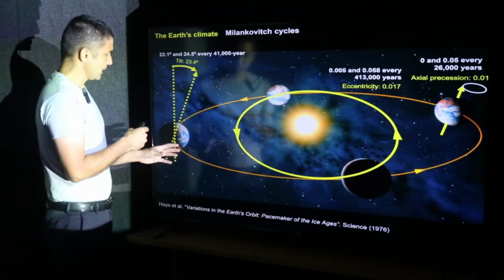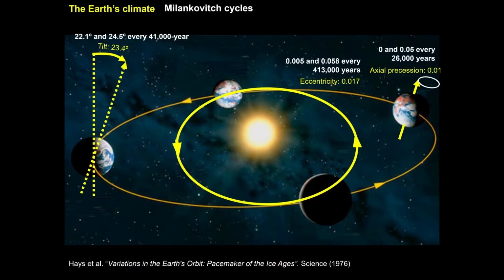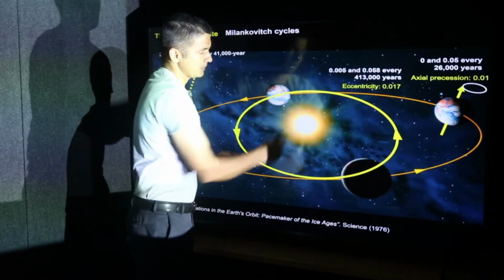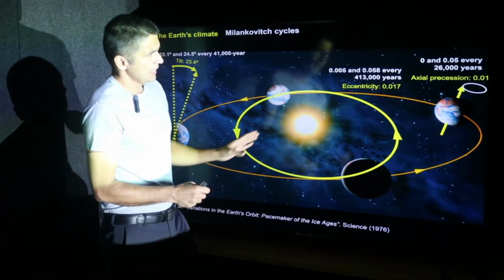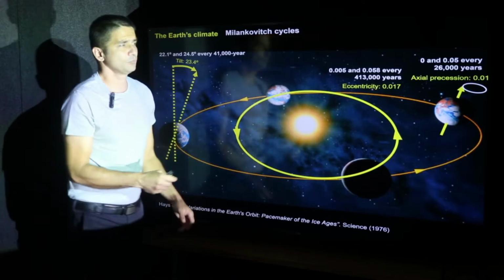So I want you to look at this one paper pointing out that yes, the geometry of the planet in relationship to the sun influences temperature. In the case of the tilt, there is indeed a variation that happens every 41,000 years. The position of the planet in relationship to other planets also changes the distance from the sun, and that happens on the order of every 400,000 years. And the precession also changes on the order of every 26,000 years.